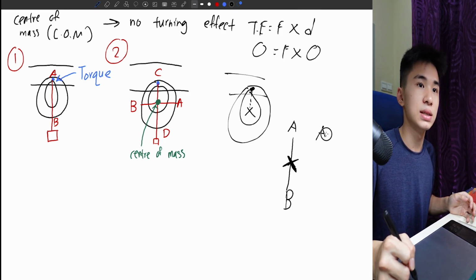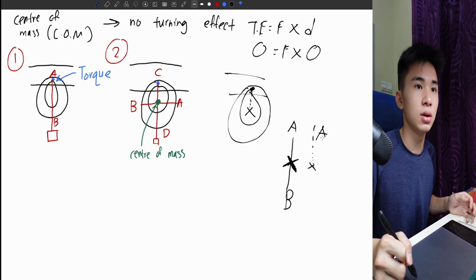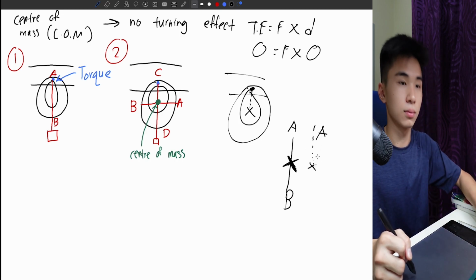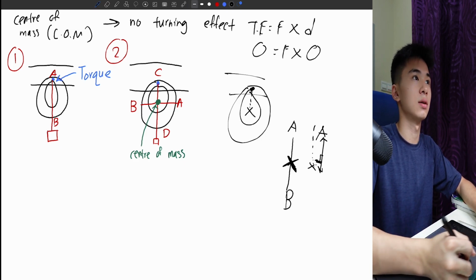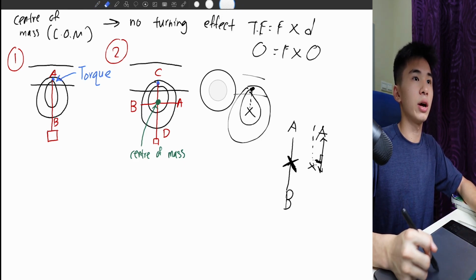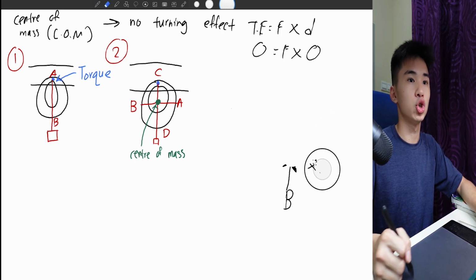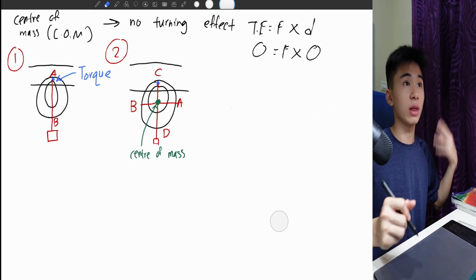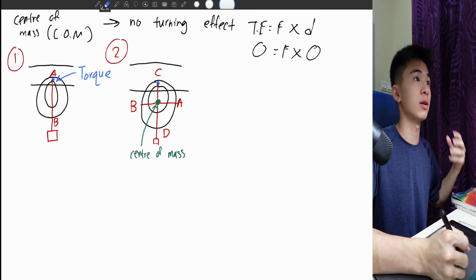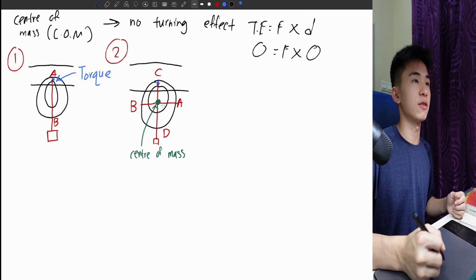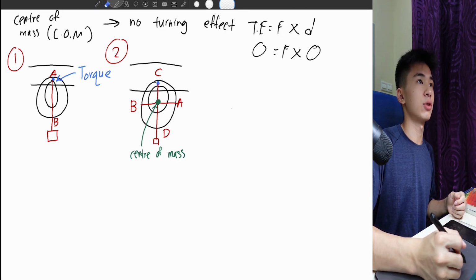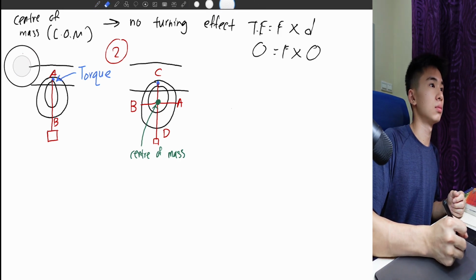If my A is here and my center of mass is here, this we call the line of action. So there will be a distance. Okay, this will be our distance. So let's try another example to strengthen your foundation, to strengthen your knowledge of center of mass. So this is our center of mass. Okay, let's try another example.